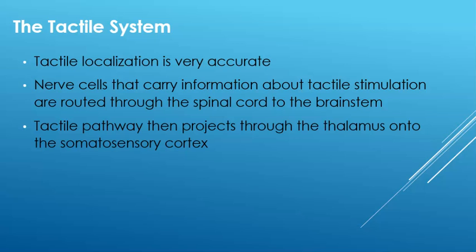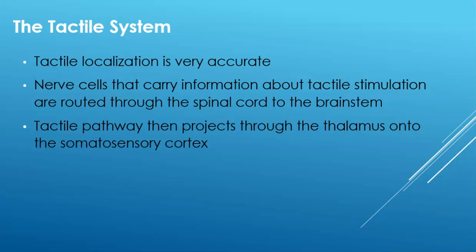Now remember when we were talking about the somatosensory cortex that there are different amounts of that cortex dedicated to different parts of the body. So those were those really weird diagrams with body parts in different sizes, and that correlates to the number of receptors and nerve cells that carry information from different parts of the body.